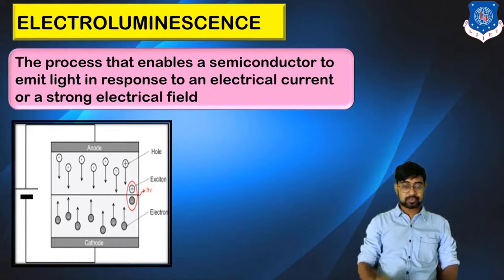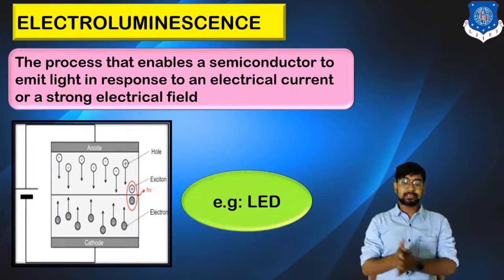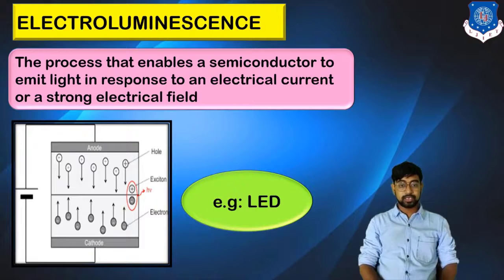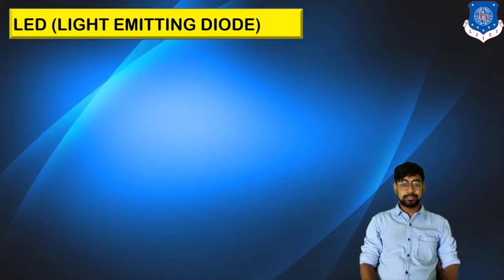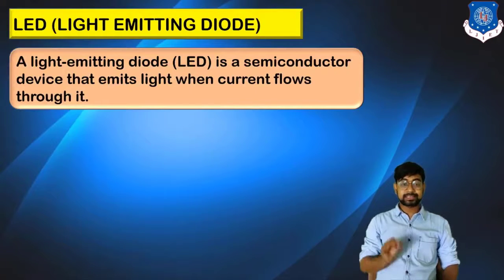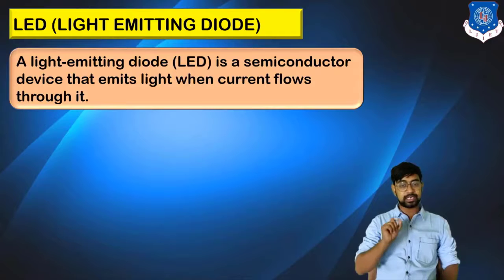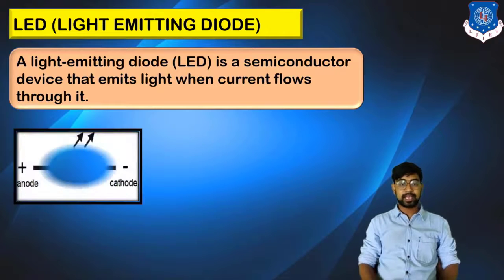Now this electroluminescence is the basis of the LED. So the LED uses electroluminescence for generating light. Now let's start with the LED. LED stands for light emitting diode. A light emitting diode is a semiconducting device that emits light when current flows through it. Yes, we have studied that in electroluminescence, in the presence of an electric field or current, the semiconducting device will generate light, and that is what our LED is doing.